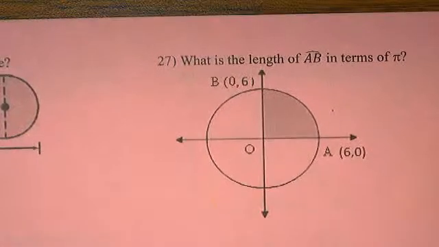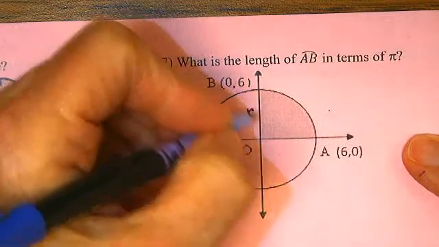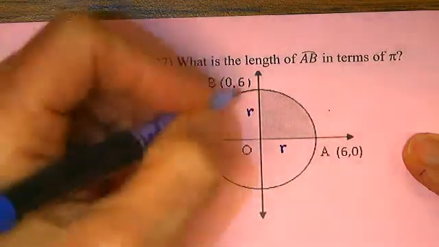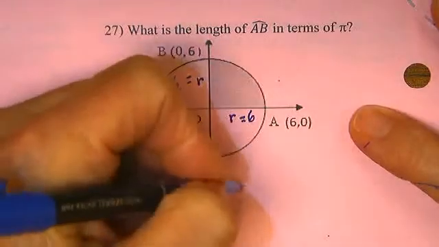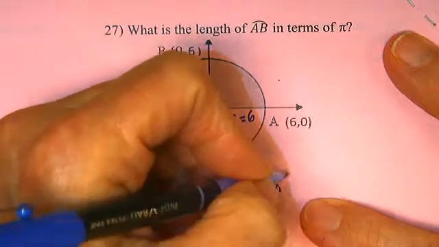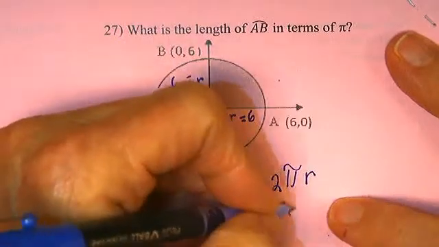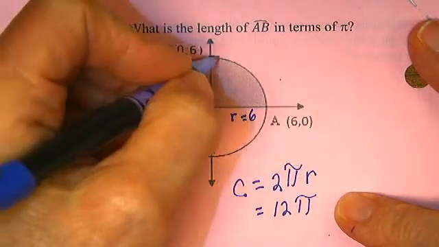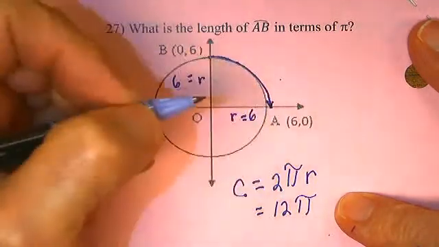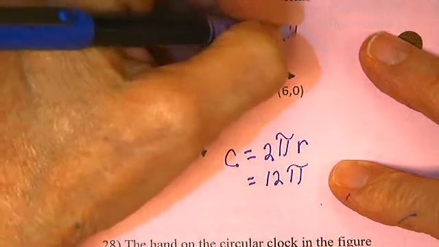Now we have a follow-up question. What is the length of AB in terms of pi? We already know our radius is 6. We know that the entire circumference would be equal to 2 pi r. 2 times 6 is 12 pi. But we don't want the whole circumference. We only want this little distance from here to there, which is 1/4 of 12 pi.